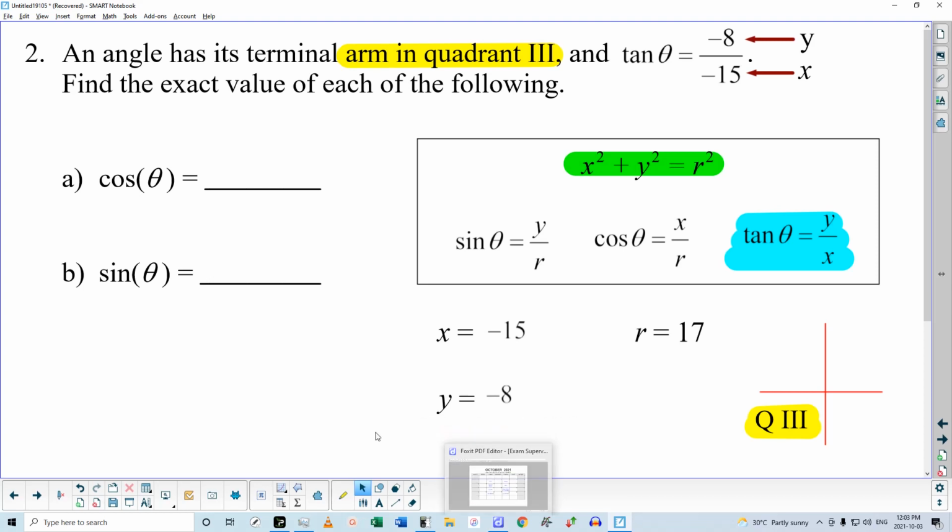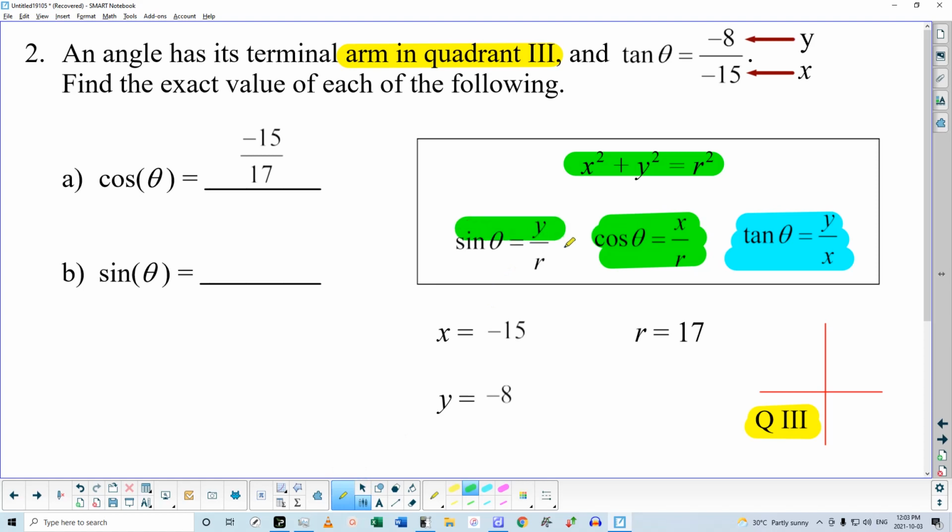And now, in order for me to determine the cosine of theta, which is this first question A, cosine of theta is found by taking x over r. Well, we know x is negative 15 and r is 17, so cosine of theta is negative 15 over 17. We're asked to find the sine of theta as well. Sine of theta is y over r. Well, we know y is negative 8 and r is 17, so sine of theta is negative 8 over 17. And that's question number 2.